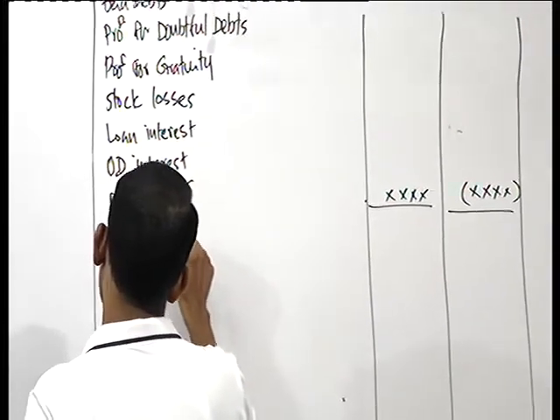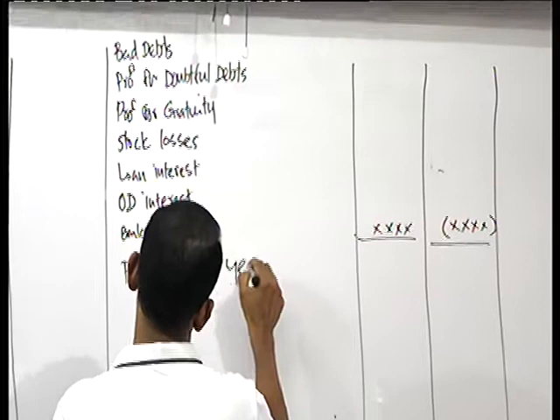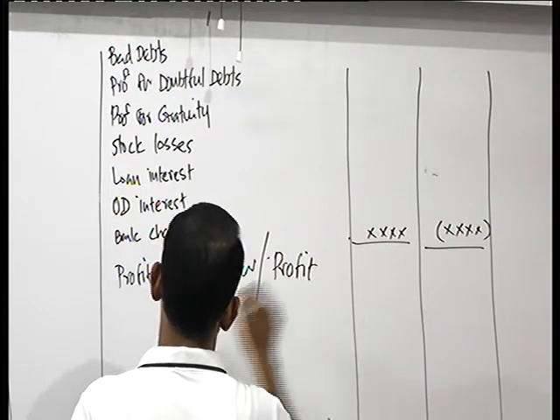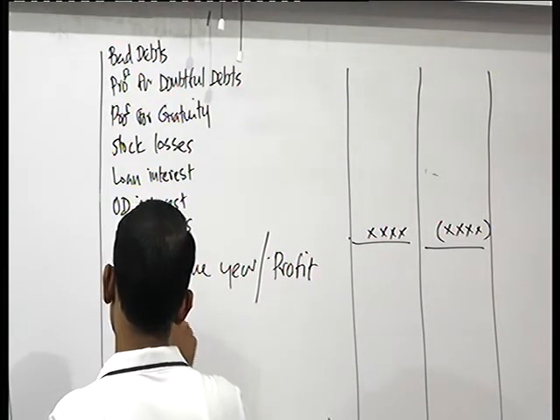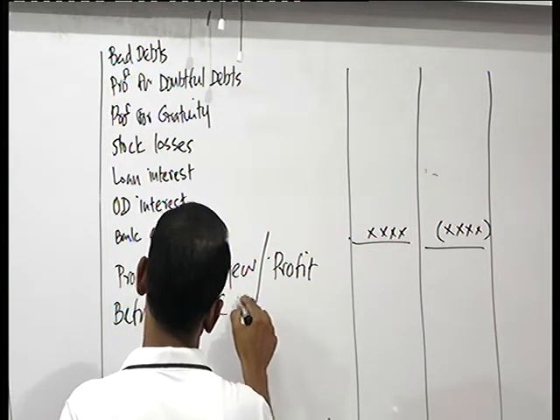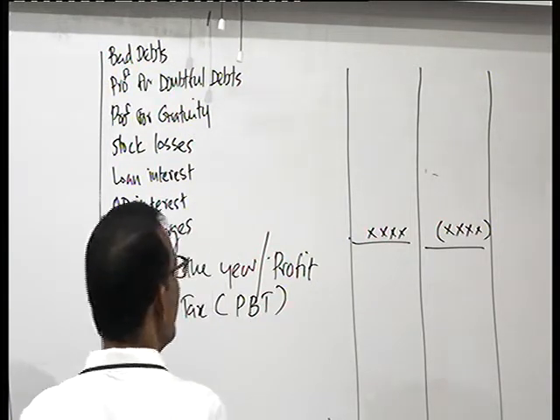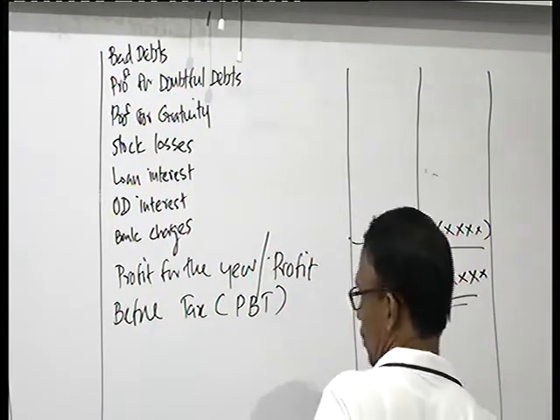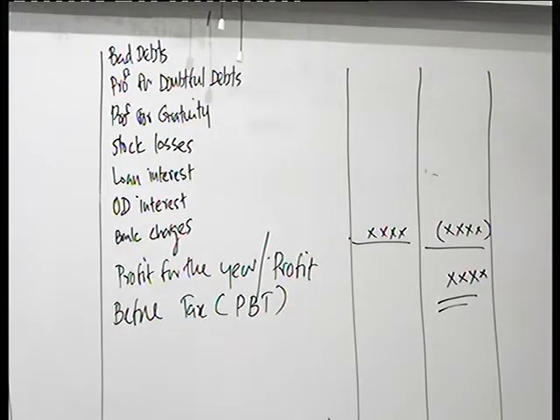Profit for the year, or in other words you can say profit before tax, PBT. Okay. Now this is how you calculate profit or loss from a business in the income statement. This is how you have done it in the past.